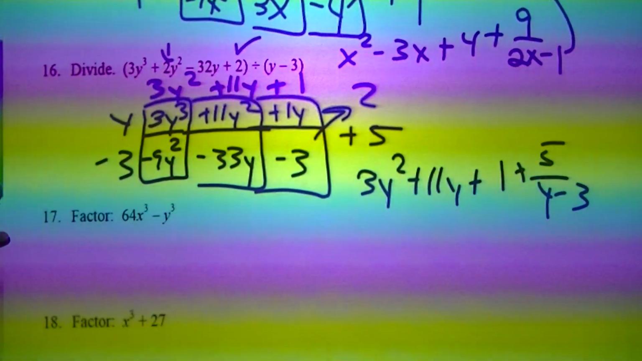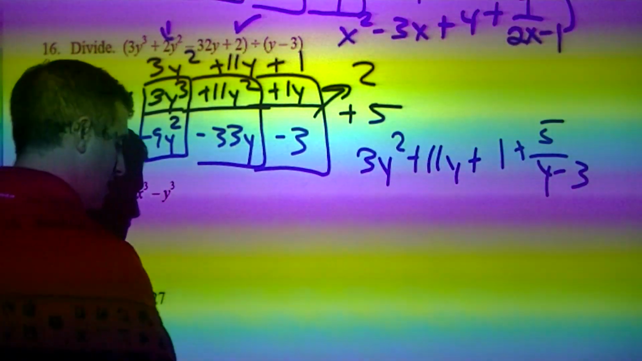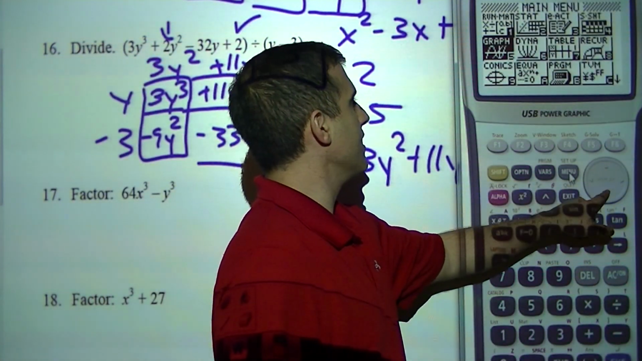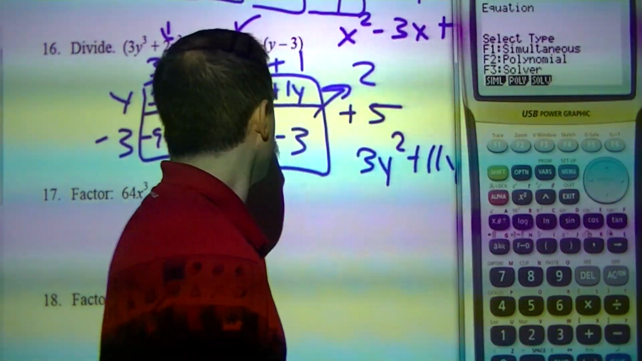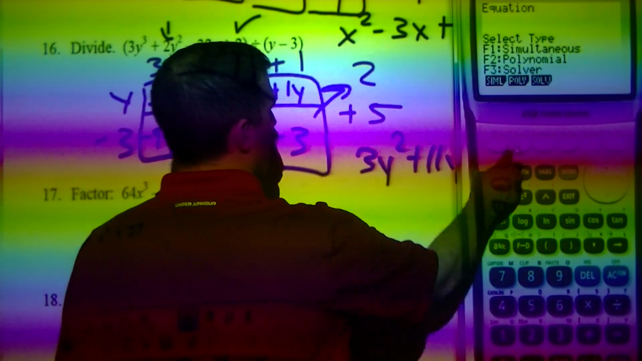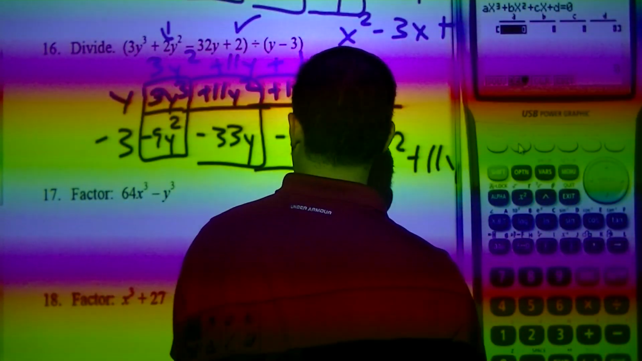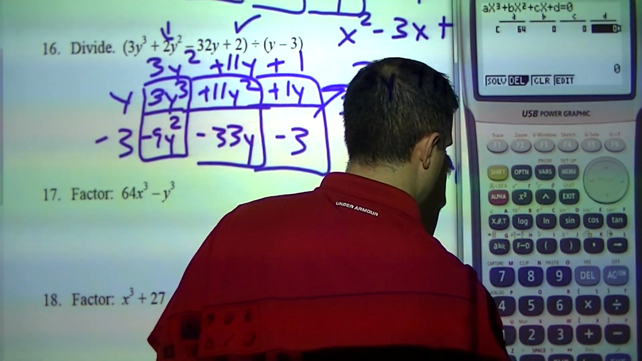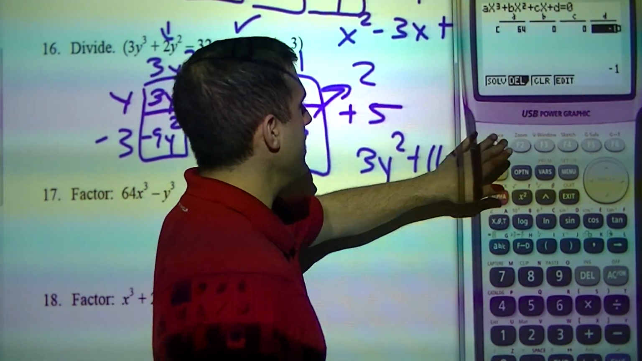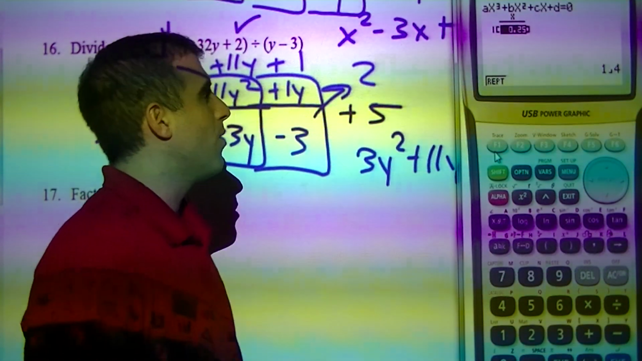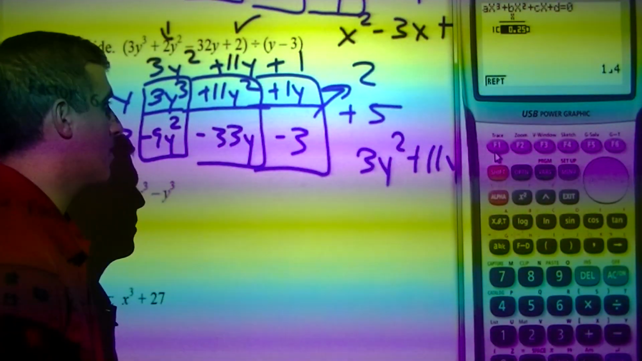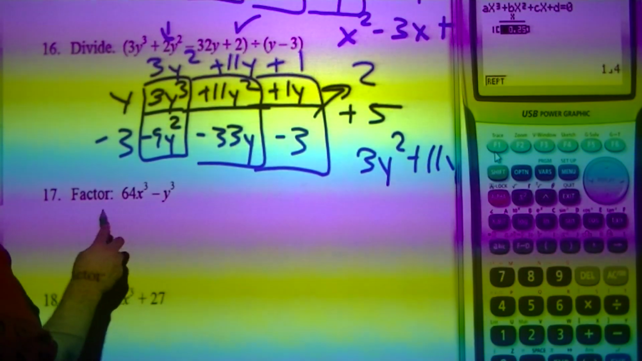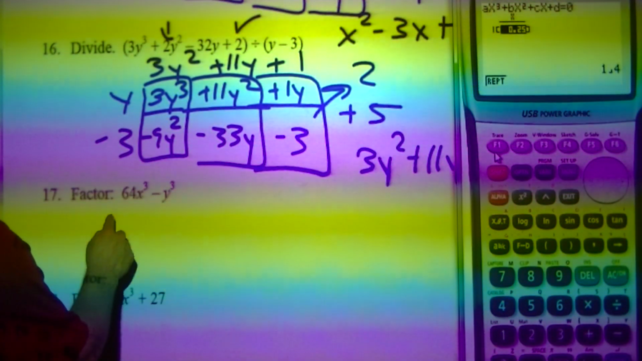Factoring, you can do this the same way if you wanted to. Now where you go is in the calculator, you go over to equal, and I'm going to go to polynomial. I have a degree 3. I'm at 64, 0, 0, negative 1. If I solve that, I get one of those is 1/4. So if it was 1/4, that's going to mean 4x minus 1.